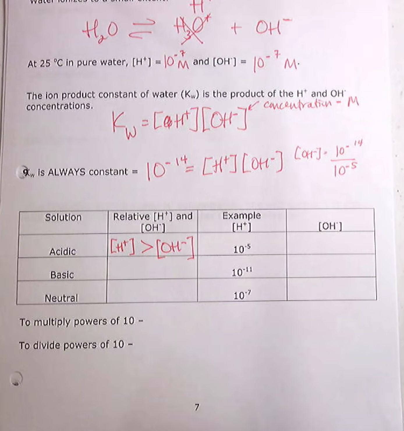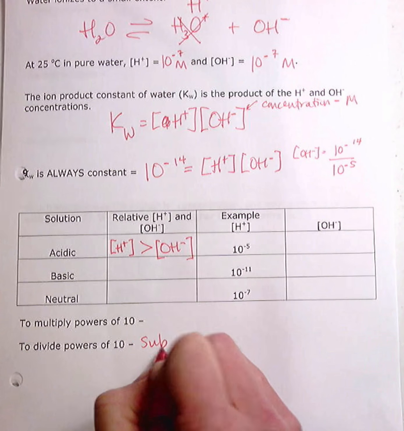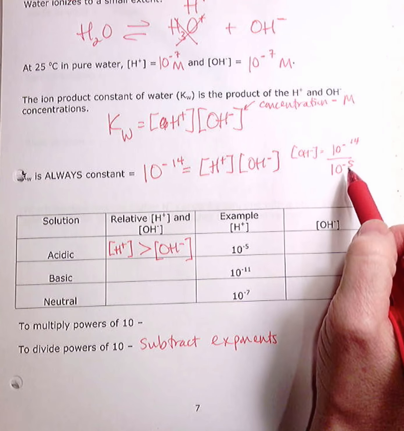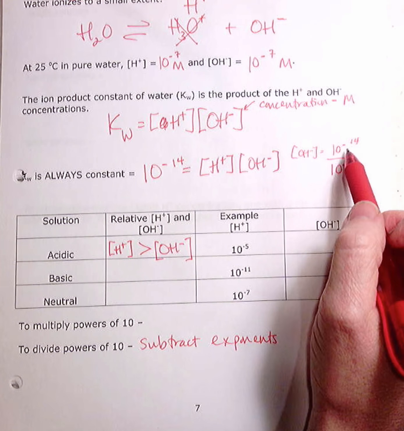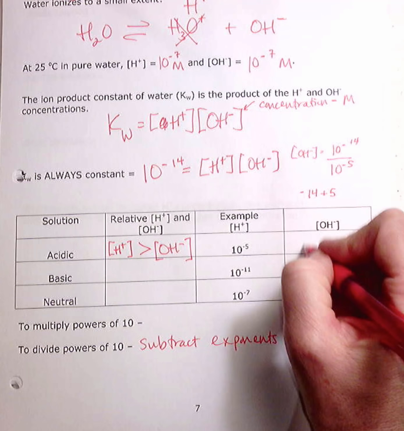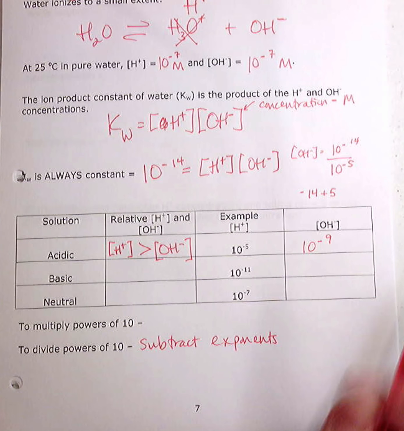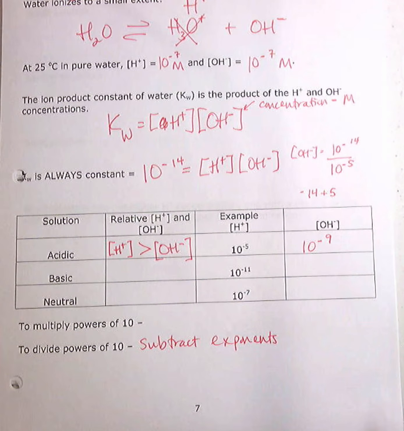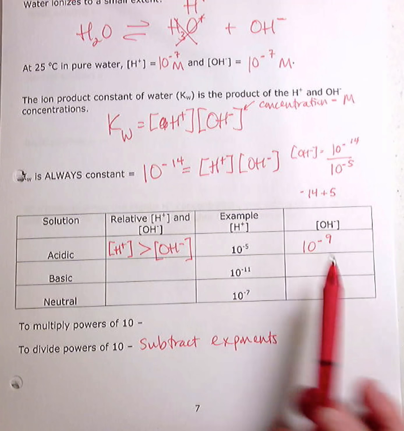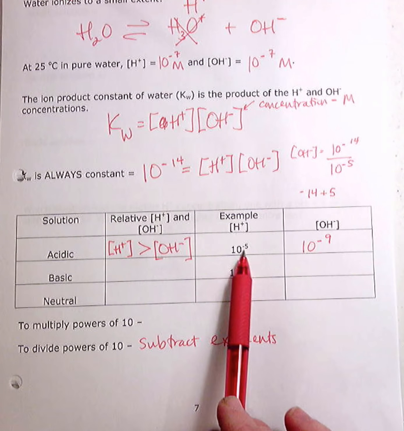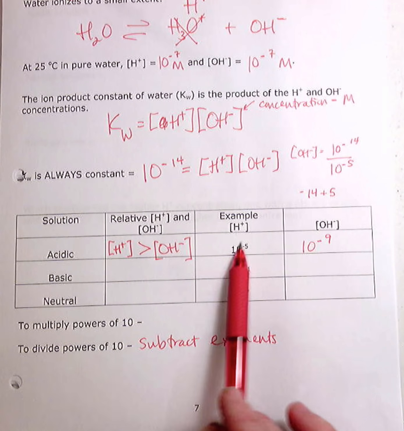So now I have two exponents, and I want to divide them. To divide powers of 10, I'm going to subtract exponents. So 10 to the negative 14th minus 5, that's negative 14 plus 5, which is going to give you 10 to the negative 9. Basically, your hydrogen ion and your hydroxide ion exponents need to add up to negative 14. So that will be the concentration in an acidic solution. When you have more H plus than hydroxide, even though this is a smaller number than this, this is negative, so this is actually a higher concentration.